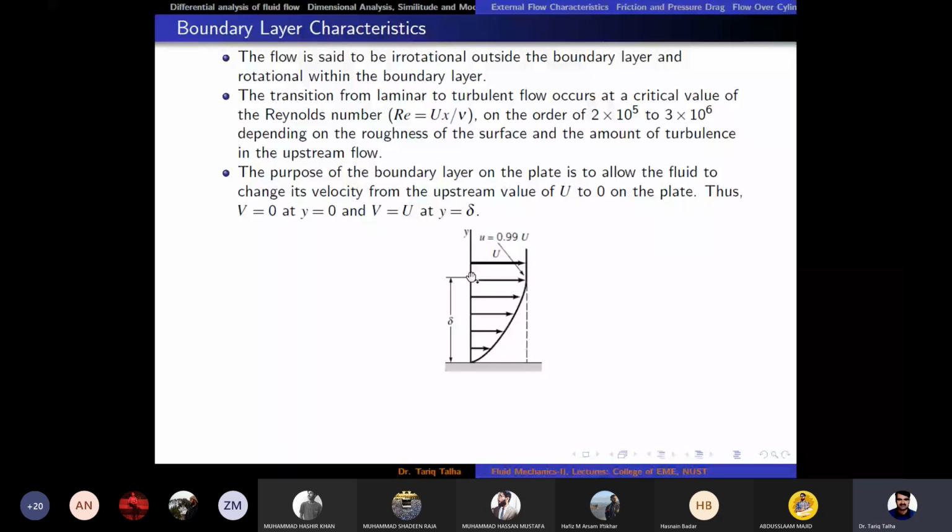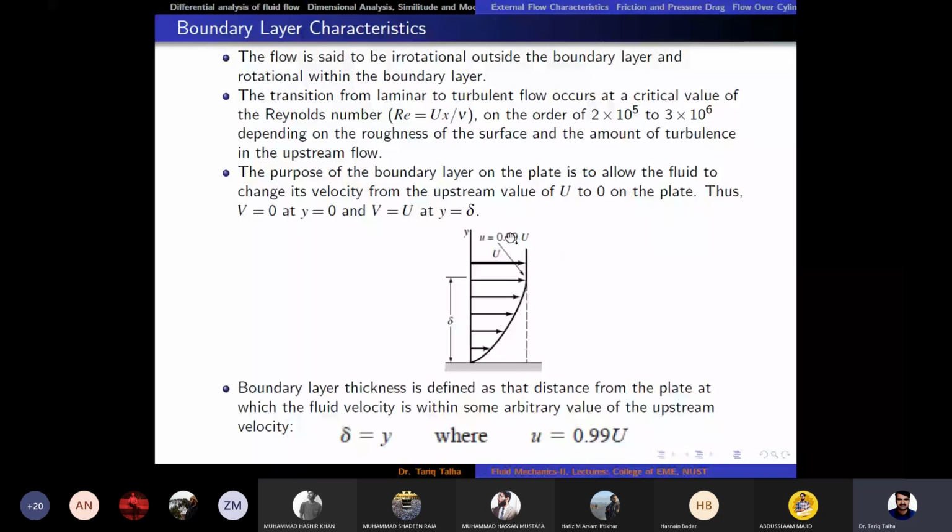So velocity is 0 at the solid surface and it increases to the free stream value, and the distance it takes to reach that 99% of the free stream value is the boundary layer thickness, which is also shown in the figure. So boundary layer thickness is defined as the distance from the plate surface at which the fluid velocity is within some arbitrary value of the upstream value, and that arbitrary value people have defined as 99%.